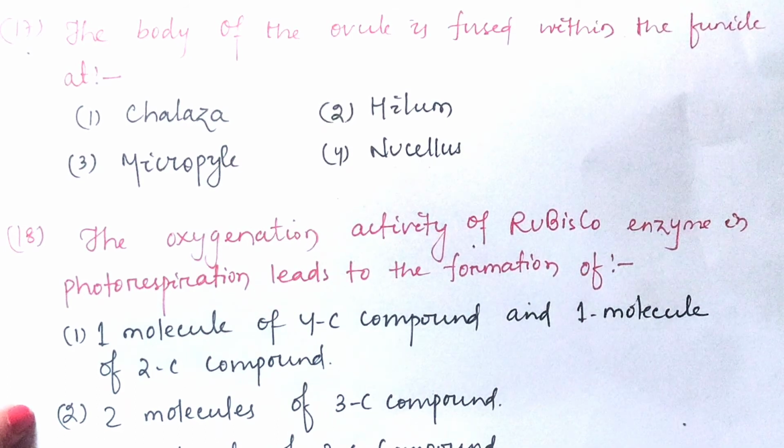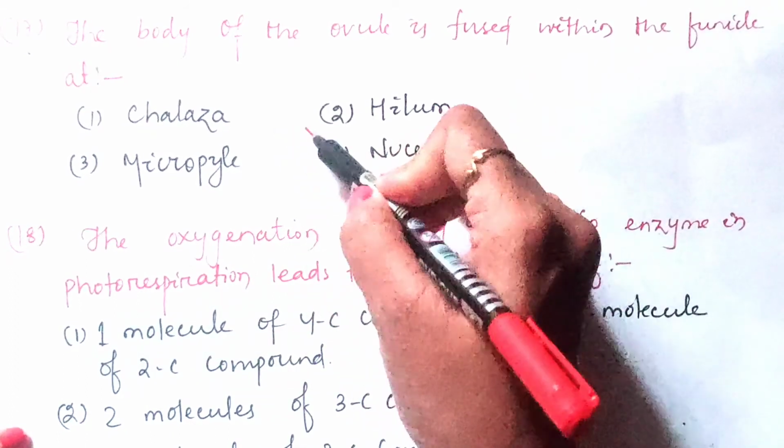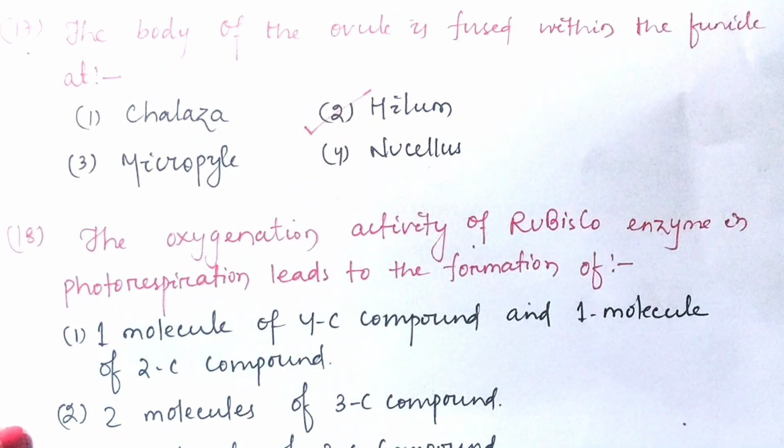Then question number 17. The body of the ovule is fused with the funicle at option 1 chalaza, option 2 hilum, option 3 micropyle and option 4 nucellus. The ovule is also known as megasporangium, which has two parts, that is the stalk part and the body part. The stalk part is known as funicle and the funicle is attached to the body part by a point known as hilum. So option 2 is the correct answer.